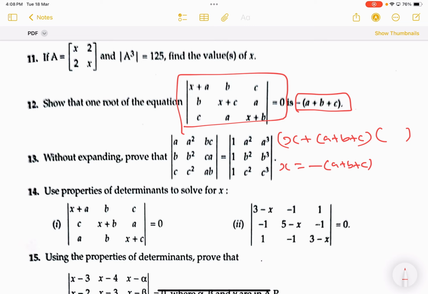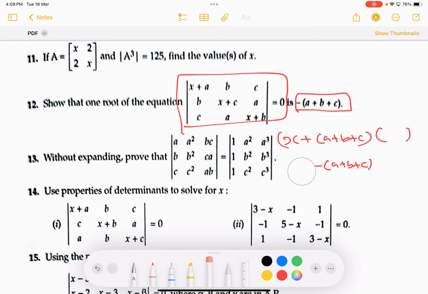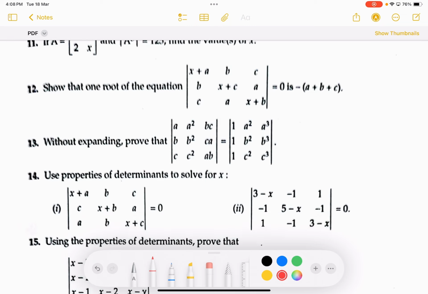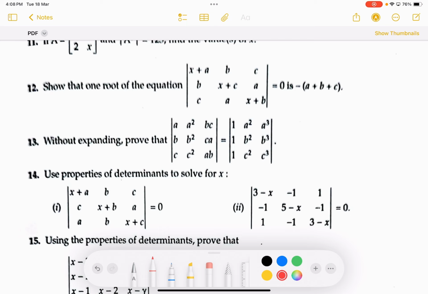If you can factorize, if you are writing it as a product, so for that first use the property to reduce that. So what you can do? Column 1 plus column 2 plus column 3, so to make everything equal.